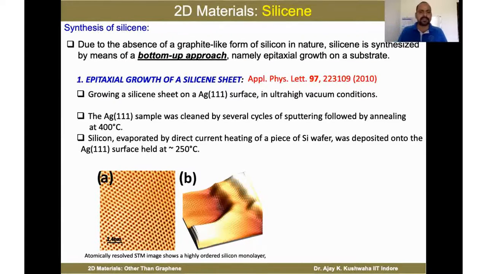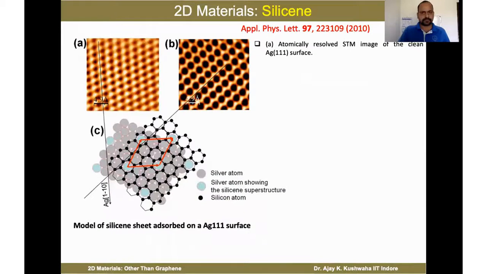And figure B shows here it also covers the up and down or the topography of a substrate, similarly as in case of graphene. So almost the surface looks similar to the graphene structure. This is again the atomically resolved STM image. So figure A is the surface of silver.